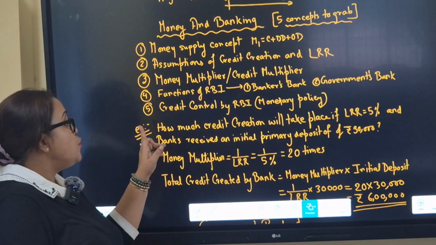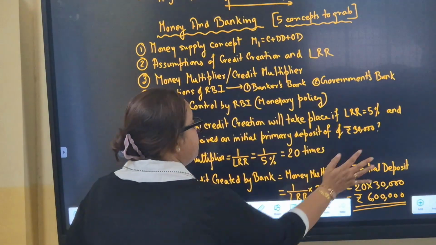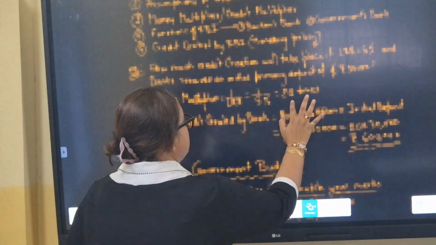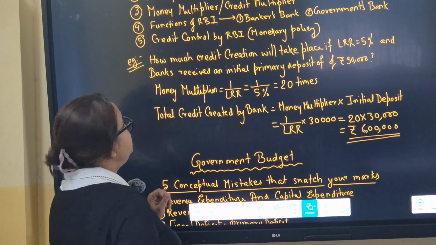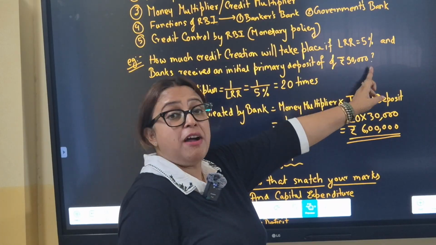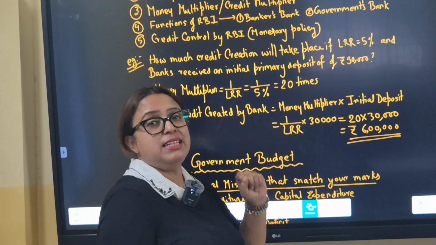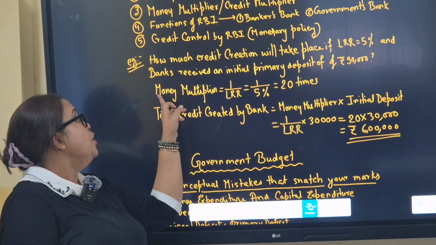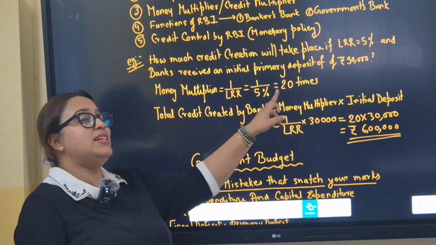Next. So let's see one numerical. How much credit creation will take place if LRR is 5% and banks received an initial primary deposit of 30,000? What is this money multiplier or credit multiplier? We can call them by both the names. Is 1 by LRR. So 1 by 5% is 20 times.